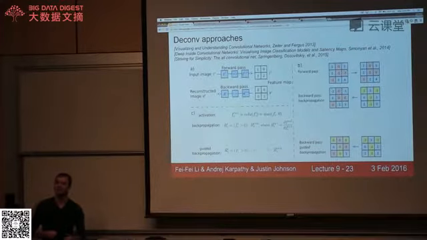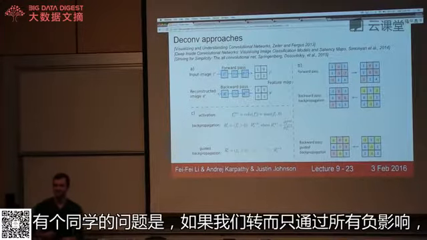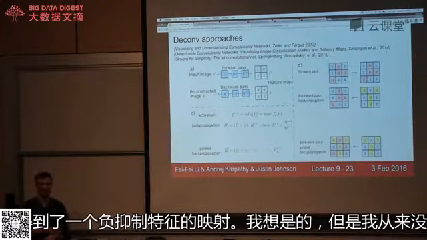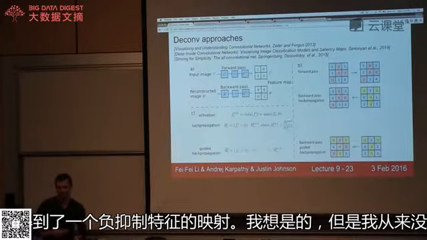Go ahead. If you did the opposite and only kept the negative gradients, would you get a map of the strongest inhibitory features? Yeah, so the question is, if we only kept the negative gradients instead, do we get a map of negative inhibitory features? I guess so, yes. I've never tried that. It's a good question.